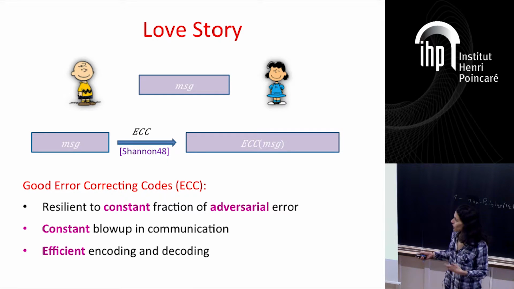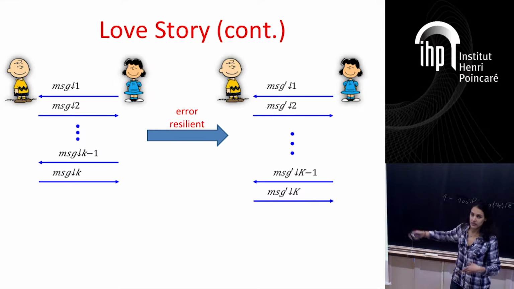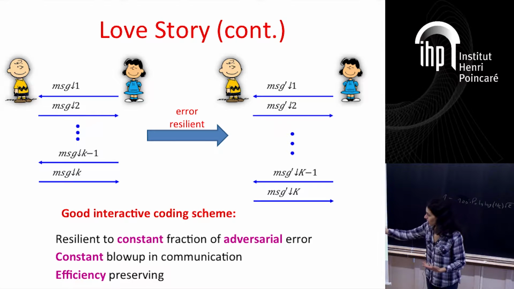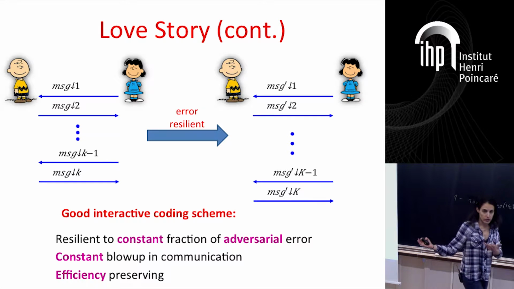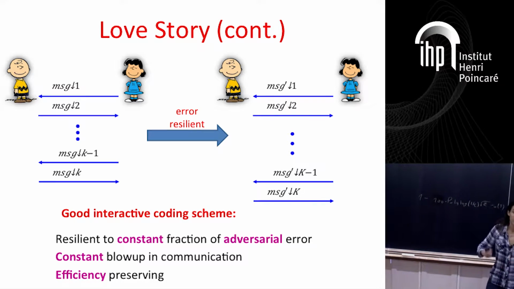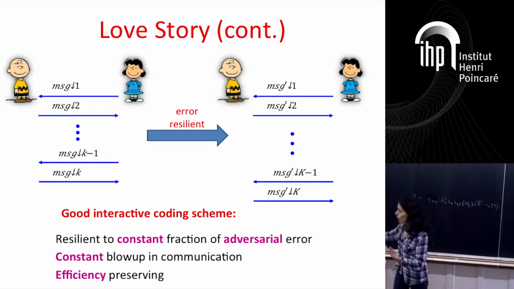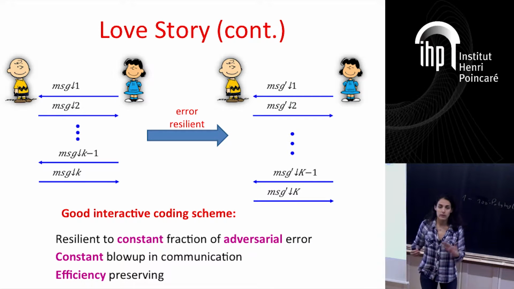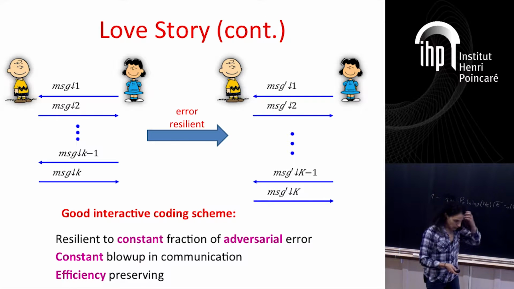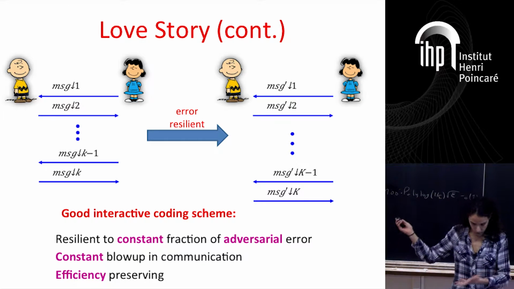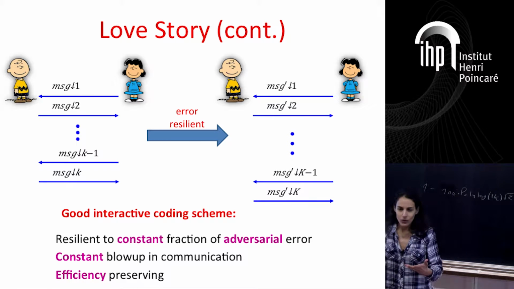As we talked about yesterday, hopefully this love story continues, and we want to get resilience in the interactive setting. Here we defined good error correcting codes analogously. A good error correcting code against adversarial error is exactly the same: we still want to be resilient to a constant fraction of adversarial error anywhere throughout the protocol, we want only constant blow-up in communication, and we want the encoding and decoding to be computationally efficient, so polynomial time. And we showed how to do this two days ago.